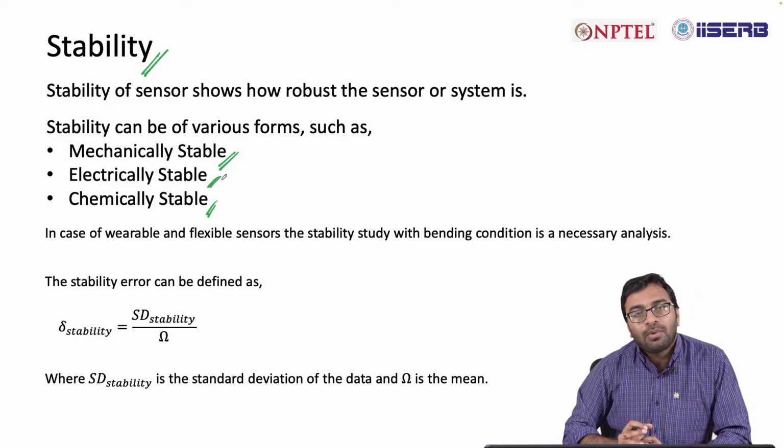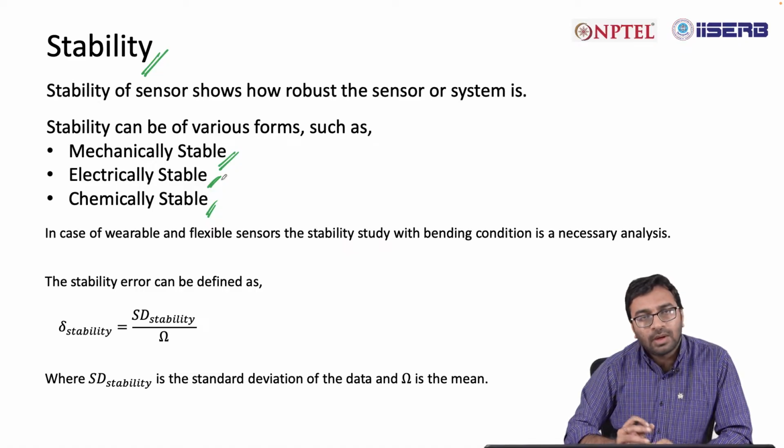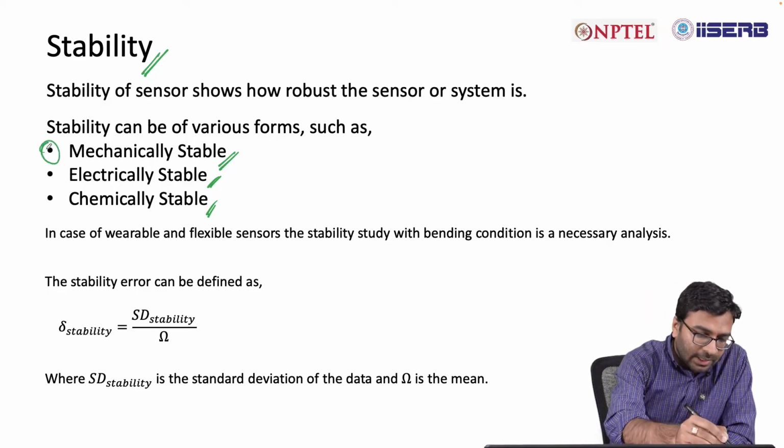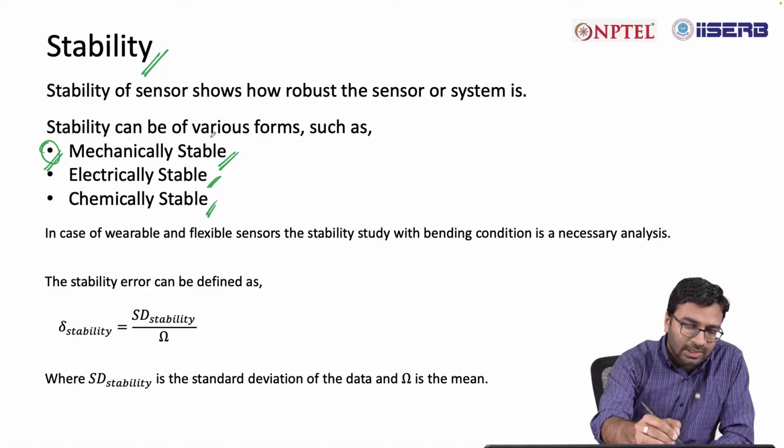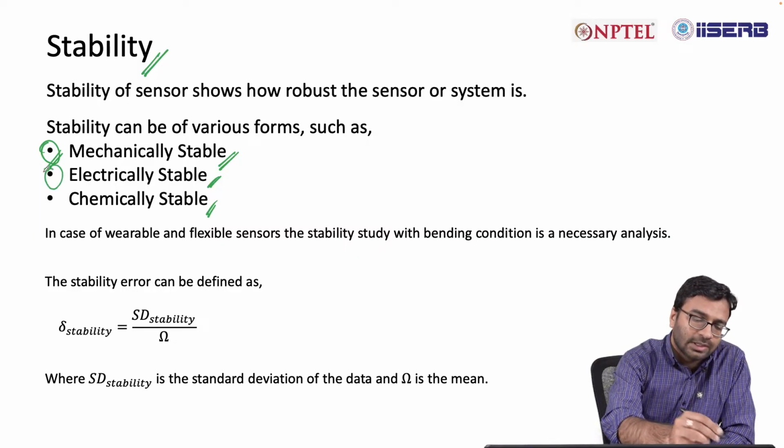So any type of stability, if it is low, then it will affect a lot of other parameters as well. What I mean by that is, if your sensor is less stable mechanically, then that mechanical instability that is there in the sensor will also influence the electrical response of it.